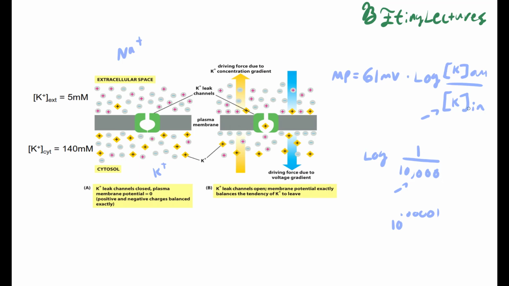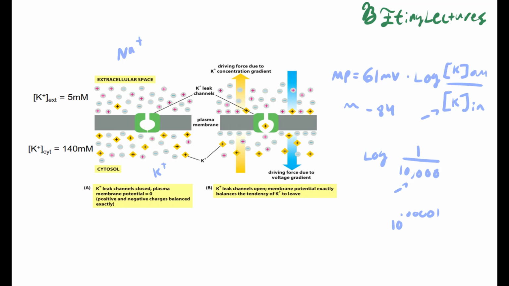So what I'm saying is, because there is more potassium inside the cell than there is outside of the cell, this is a negative number. If the bottom of the log is larger than the top of the log, this is a negative number. So hypothetically, let's say that this is equal to negative 84. I don't know if it is. I don't really care. I just know that it has to be a very large negative number.